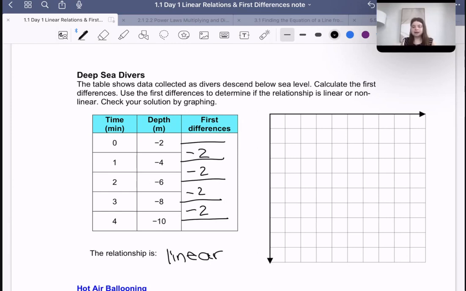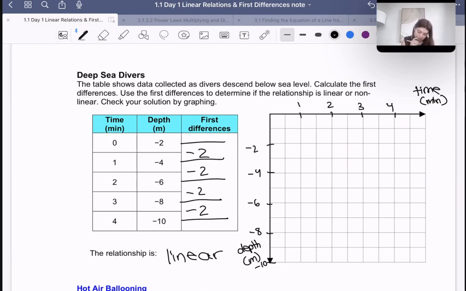Now let's draw a graph to check our answer. So over here on our x-axis, we'll do time in minutes. And over here, we'll do depth in meters. I think that's what m is, meters. -2, 4, 6, 8, 10. Let's draw those axes. 1, 2, 3, 4. 1, 2, 3, 4.